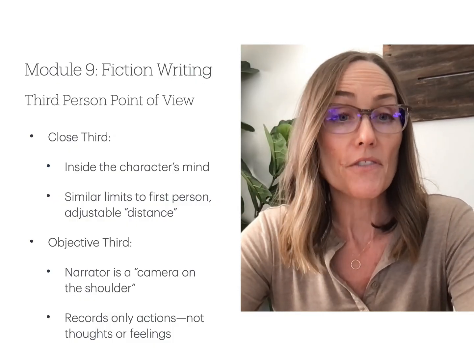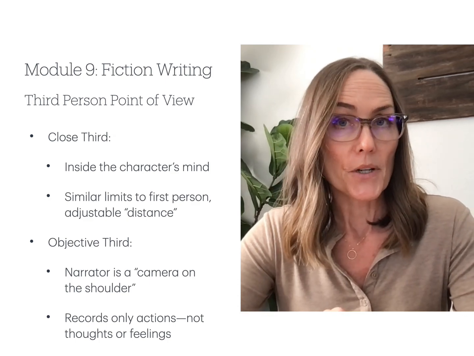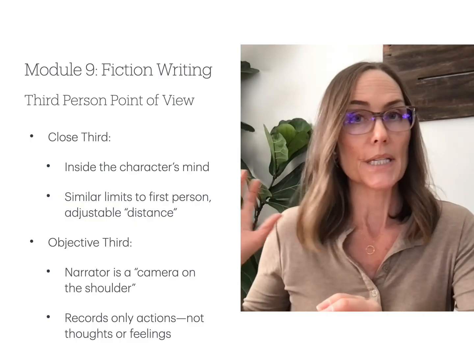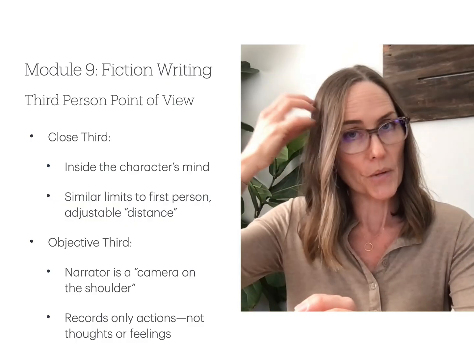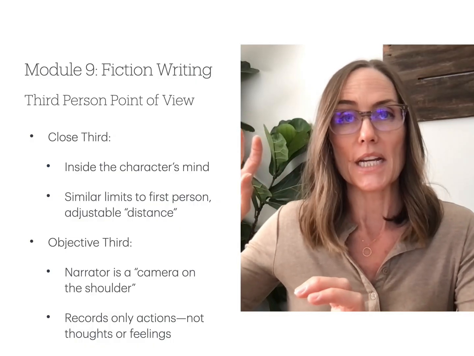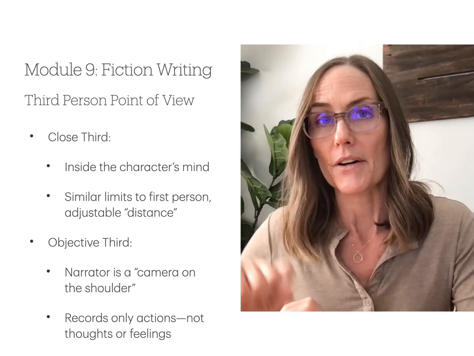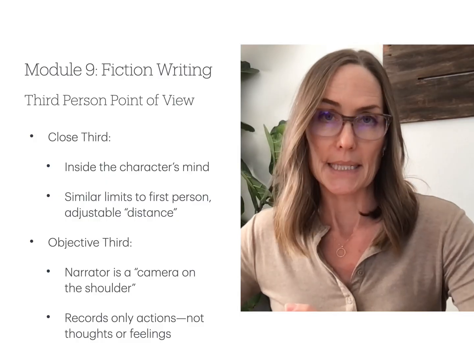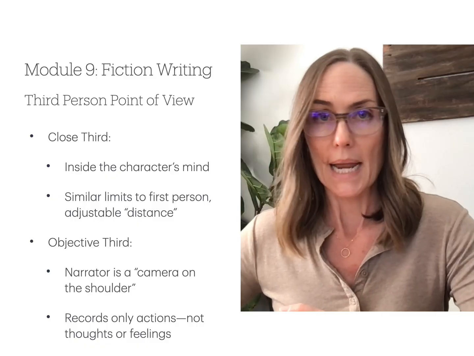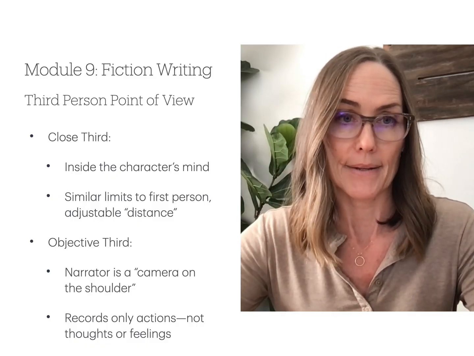Now, objective third is a little different. The narrator in objective third person is more like a camera on the shoulder. So if a camera's on a shoulder, it can't see into the brain of the character, right? The camera is just right here watching and seeing everything the character sees and hearing everything the character hears. But it's not necessarily giving you any of the character's thoughts. It's not inside the character's head.